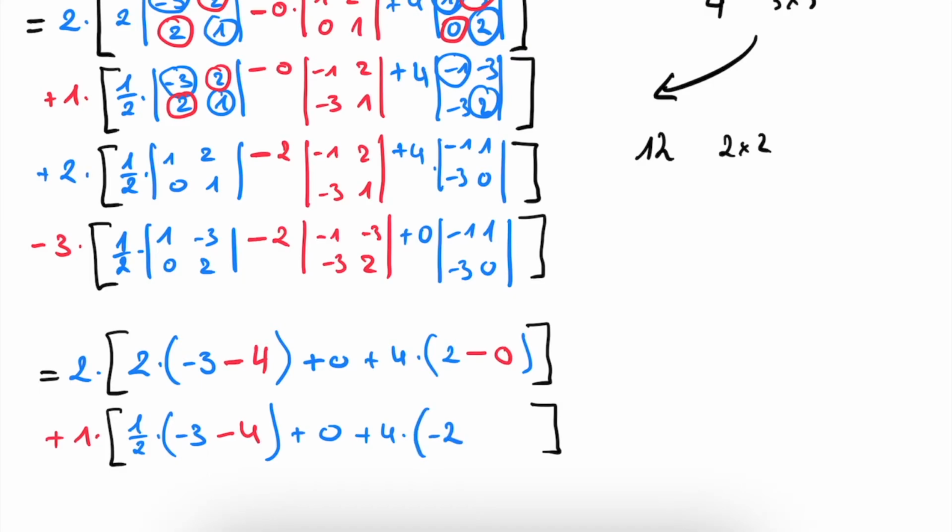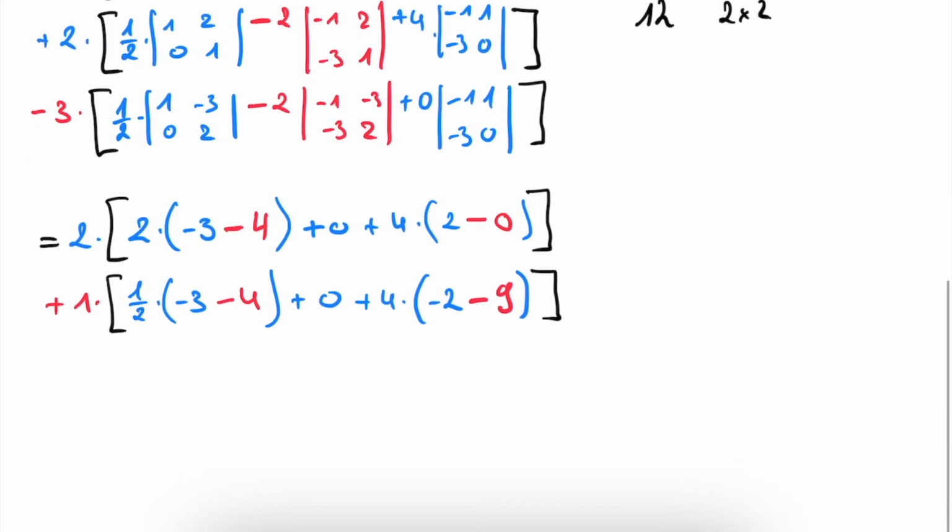So 4 times -2 minus, and now this gets a bit tricky. -3 times -3 is +9, but we have to minus this number, so we have -9. And we already have our second term. Let's go to the next one.